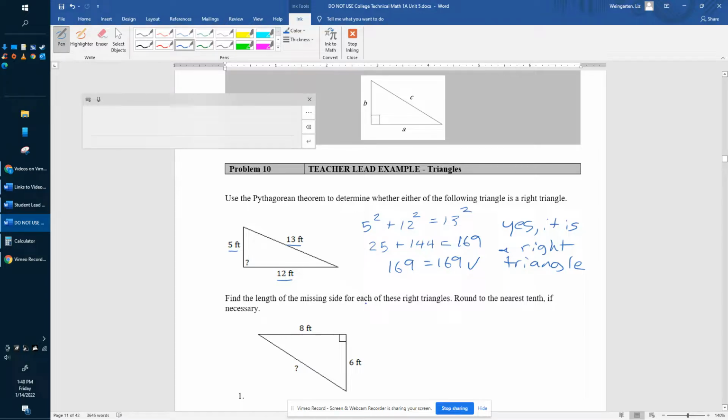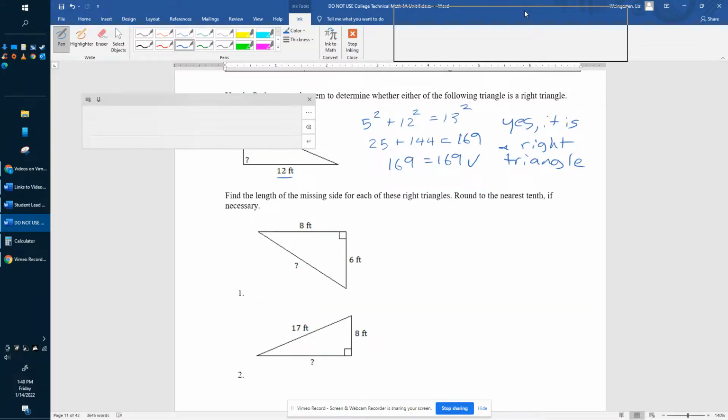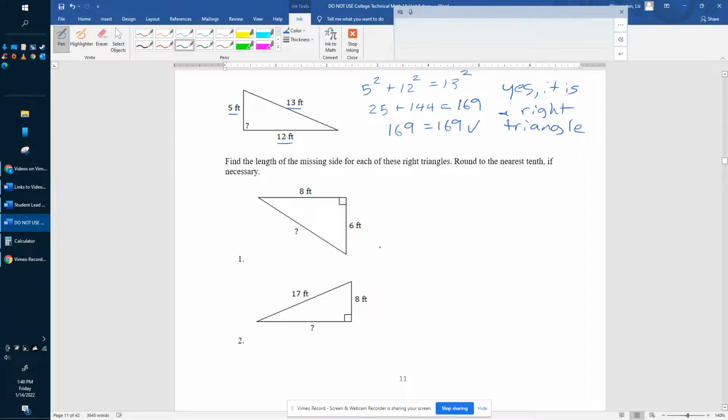Let's look at the next example. Now we're going to find the missing side. So let's use the Pythagorean theorem to find the missing side here. So we're going to square the two shorter sides, set it equal to the longer side, which we're going to call x. 8 squared plus 6 squared equals x squared. 8 squared is 64. 6 squared is 36 equals x squared. Add those together, we get 100 equals x squared. Take the square root of both sides, we get 10 equal to x.